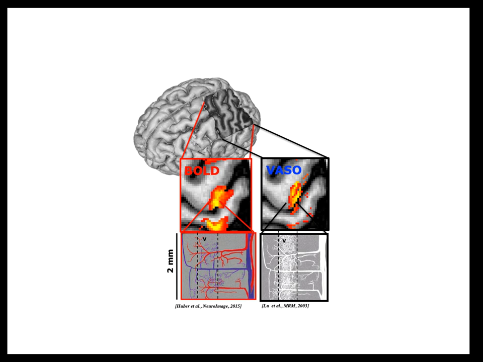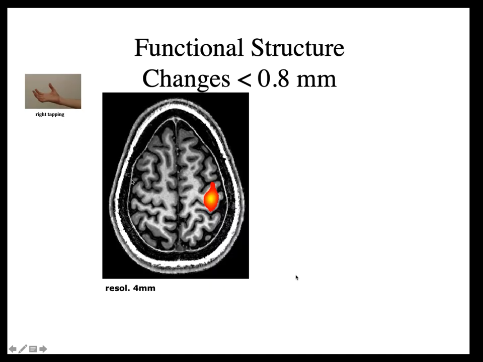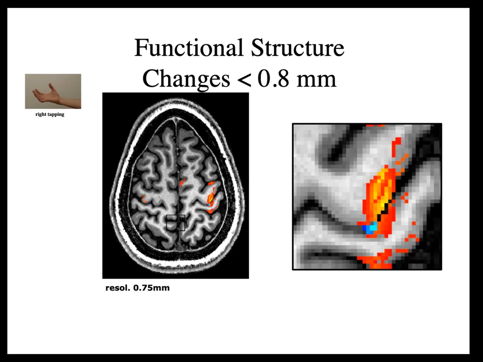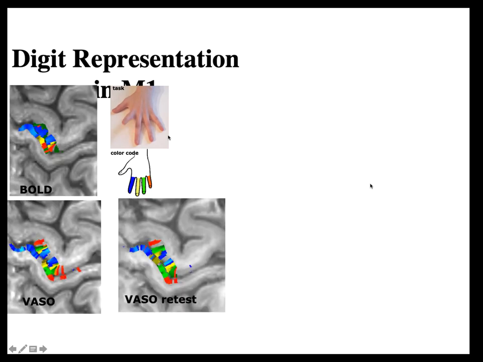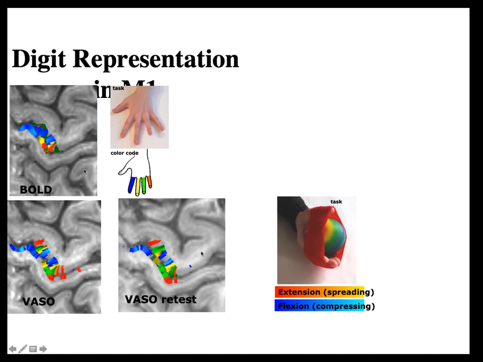So because it's closer to capillaries, it's also closer to true neural activity. And this I went over before, essentially, you can go to higher and higher resolution. At first it looks blobby, but then once you get down to about 0.75 millimeter resolution, then you can start discerning these distinct layers right here. And this is just one quick example, as I showed before, of individual digit mapping, comparing VASO with itself, showing it's very repeatable.